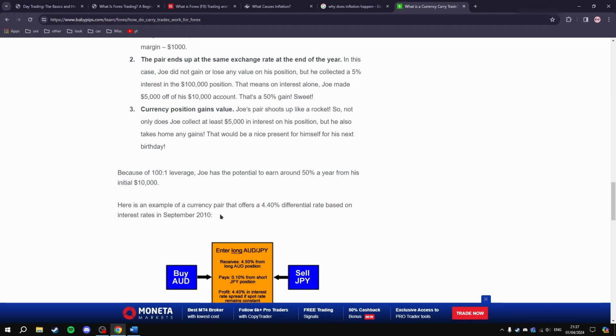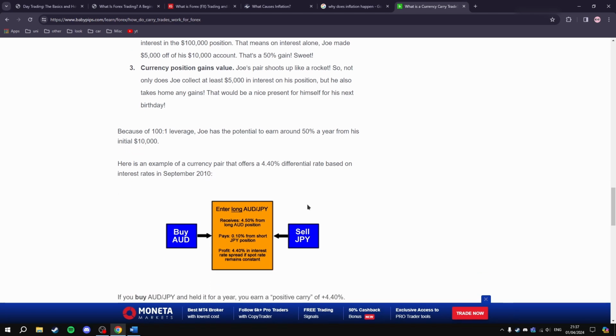Here is an example of a currency pair that offers a 4.4% differential rate based on the interest rate in September 2010.